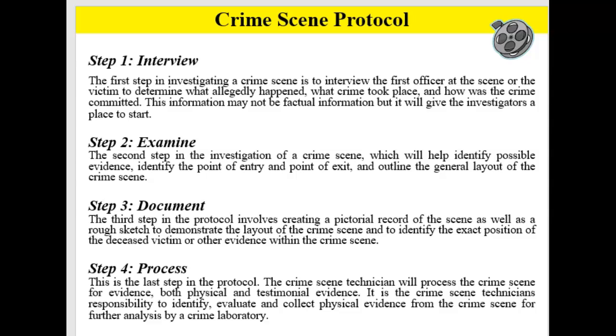The last part is processing. So once all the evidence from the labs comes back, all the witness statements, everything comes back, then you have to process what happened. So that is the last part of it.